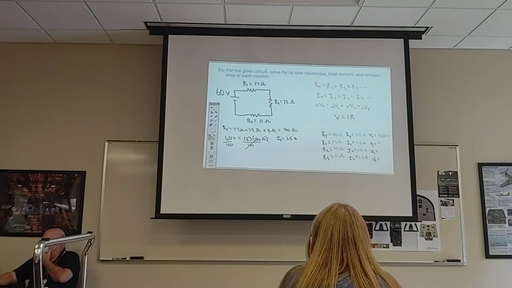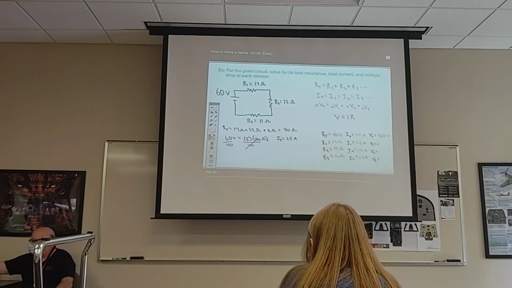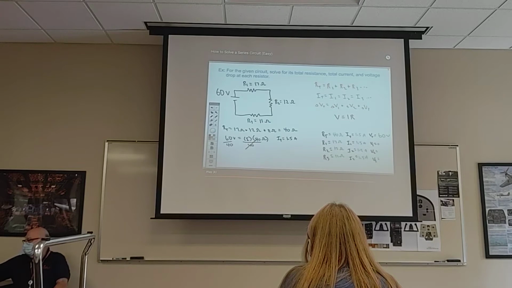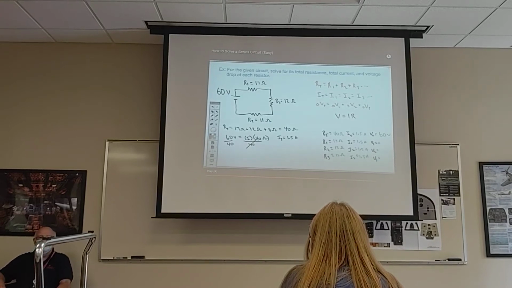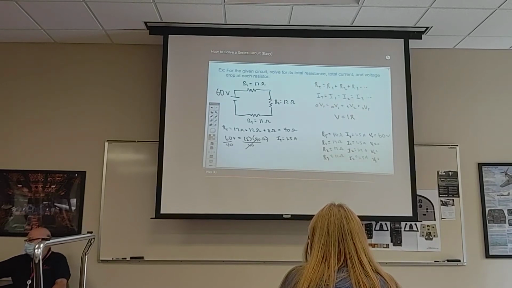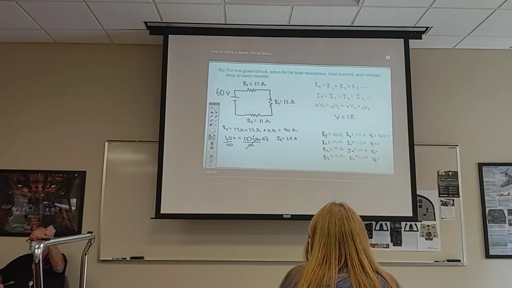Now all we're left with is to solve for each of these voltage drops. So what do I do with these? R times I, R times I, R times I. How easy is that? And then when I get these totals here, they better add up to 60 volts. So why don't you guys figure that out?